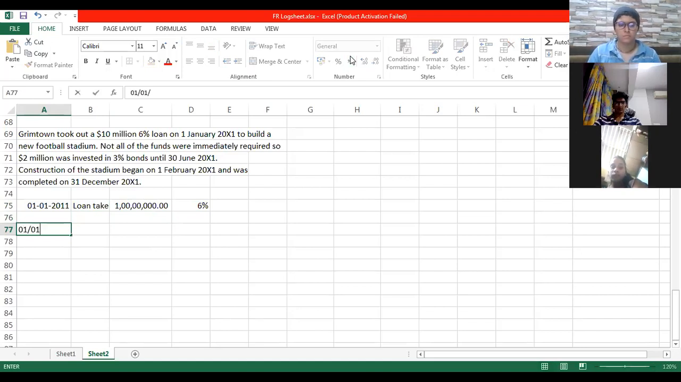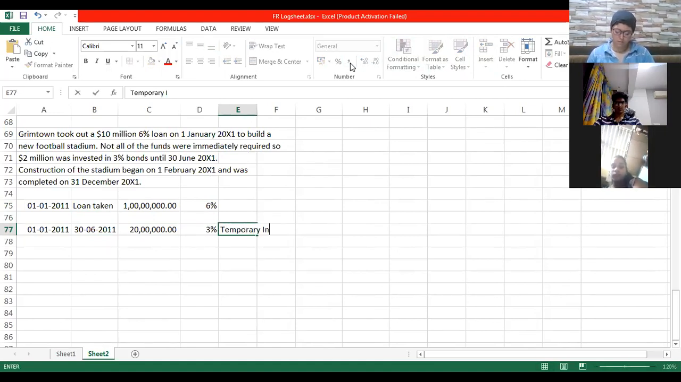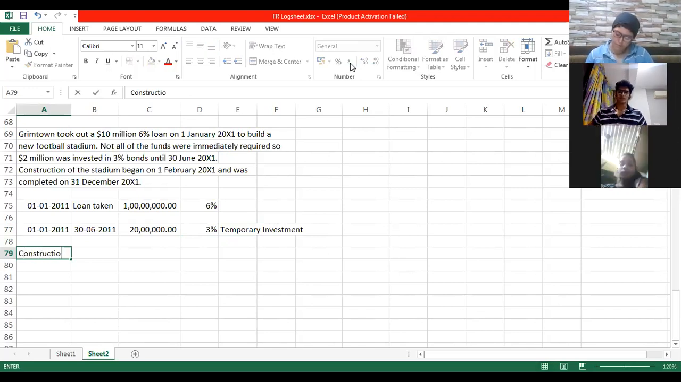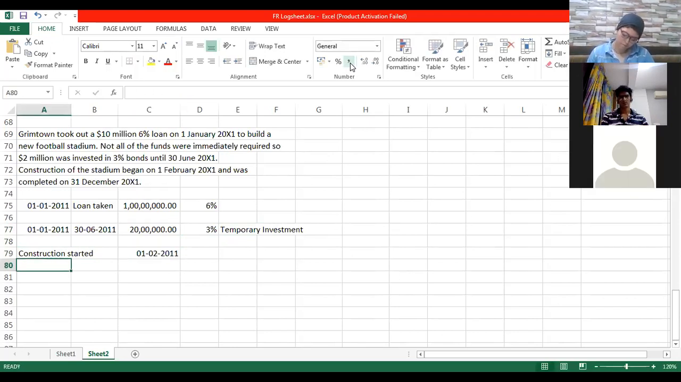So from 1st January 2011 to 30th June 2011, 2 million, that is 20 lakhs, was invested temporarily at 3%. Construction started on 1st of February and was completed on 31st December.